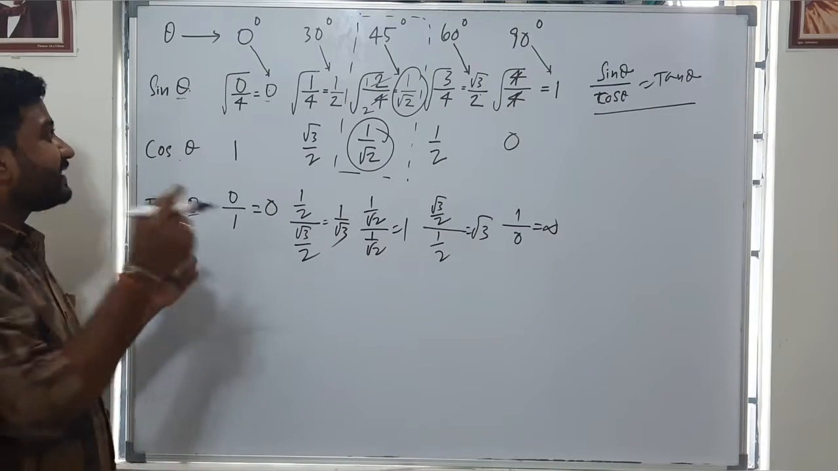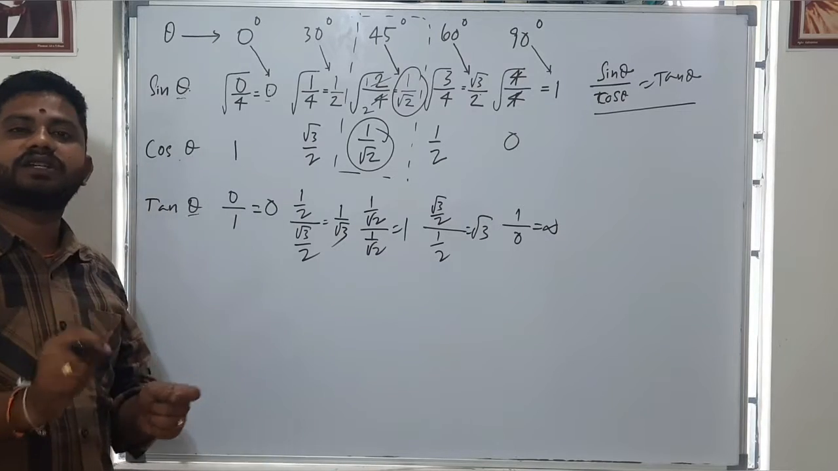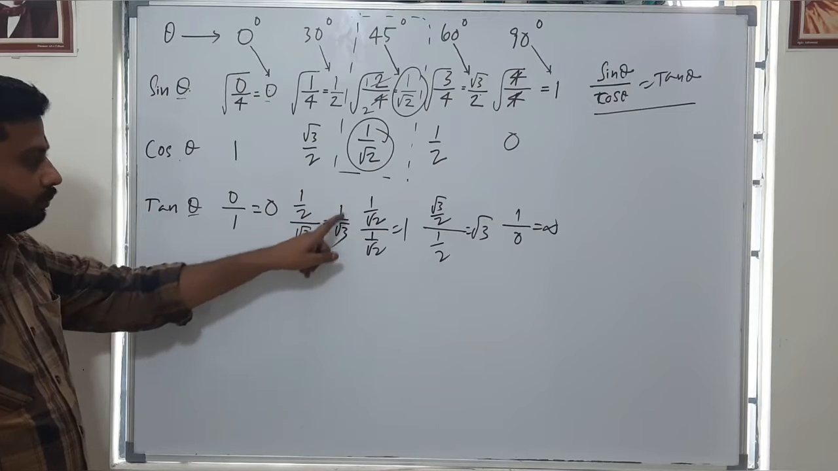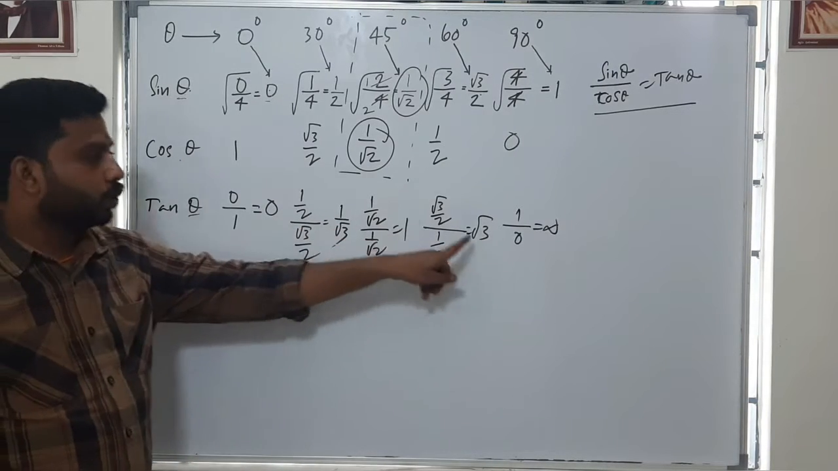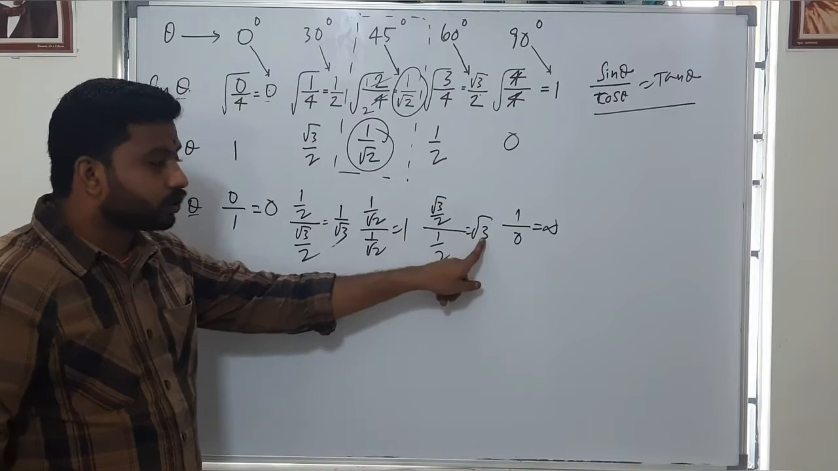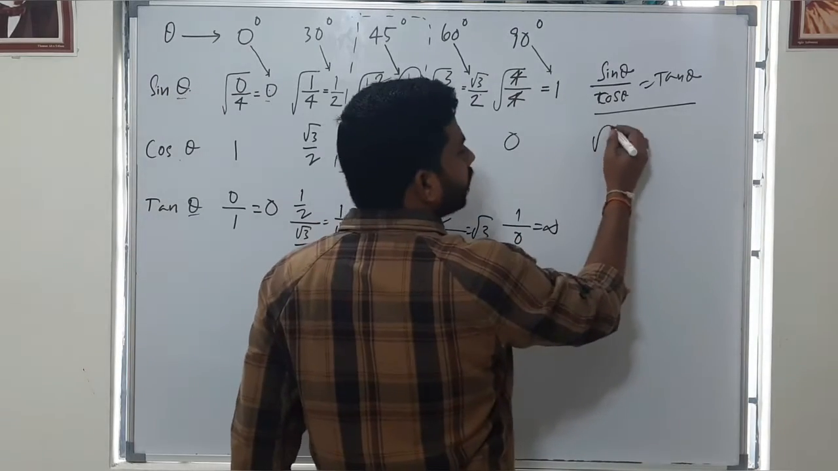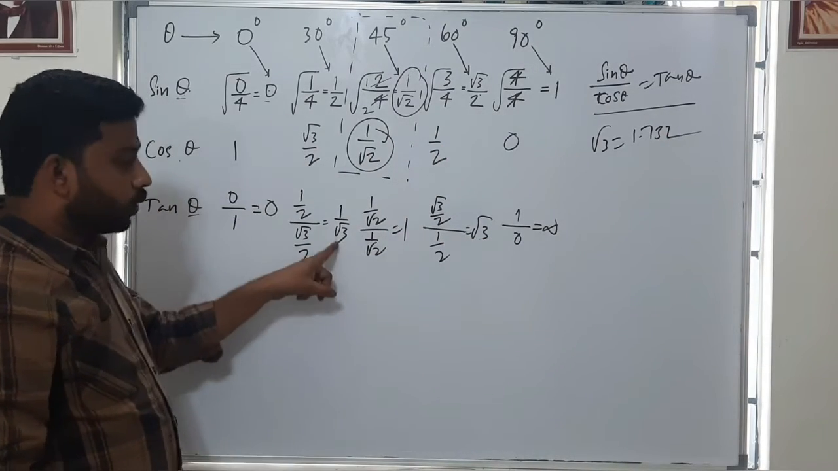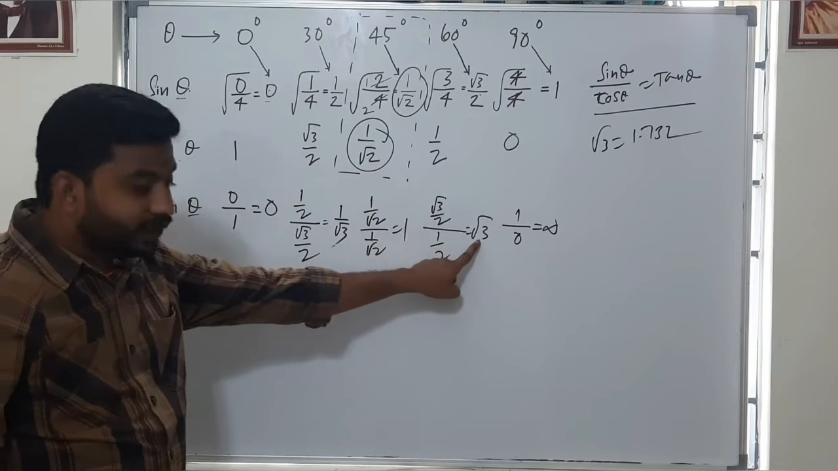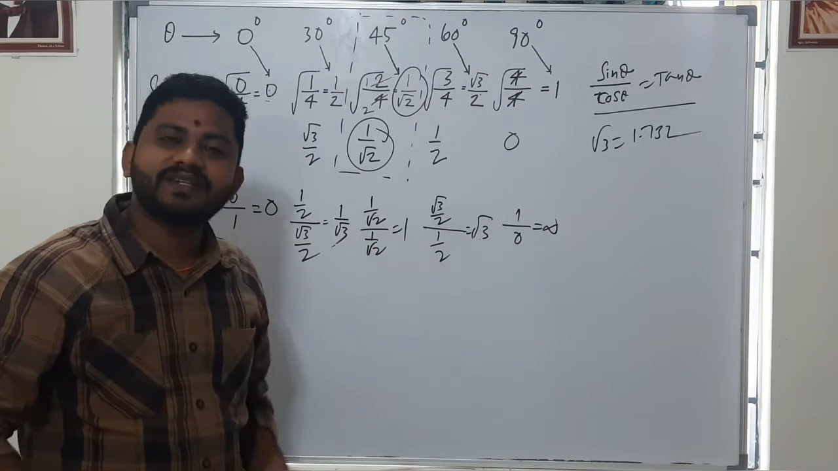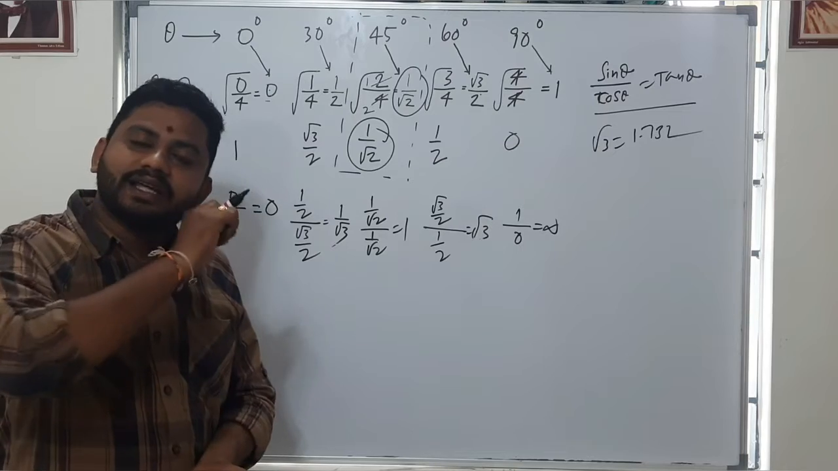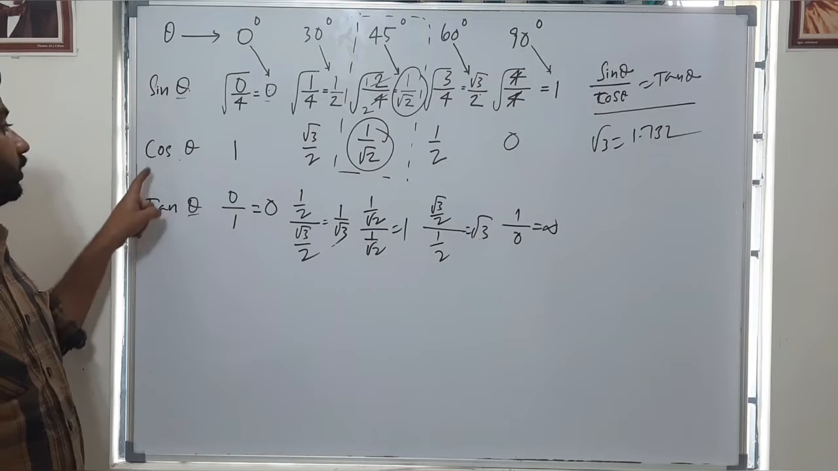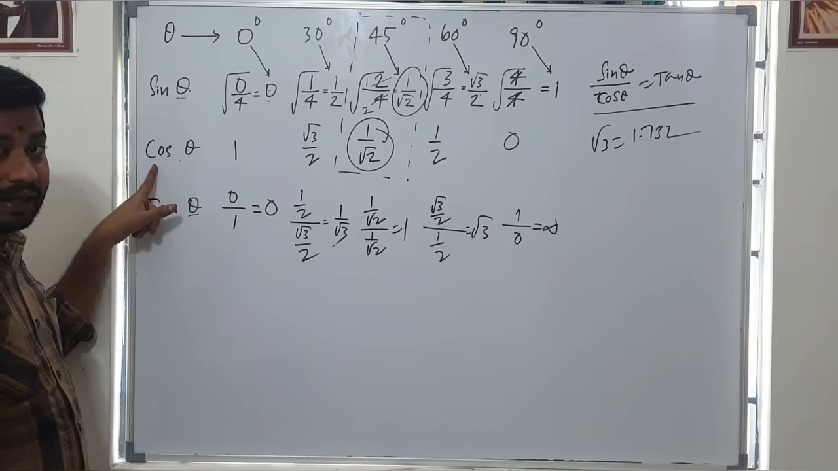So tell me, are these tan values, or is the tan function, increasing or decreasing? Look here: 0, 1 by root 3, 1, root 3. Root 3 means what? In your lower classes you might have learned 1.732, understand? 0, 1 by root 3, 1, 1.732, infinity. Is it an increasing or decreasing function? It's an increasing function. Sine is an increasing function, tan is also an increasing function, cos is not an increasing function. Is it done? Clear?